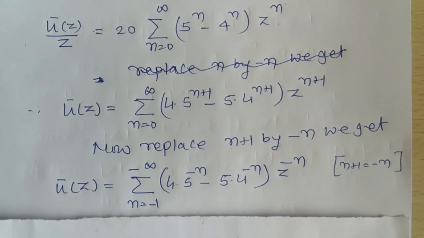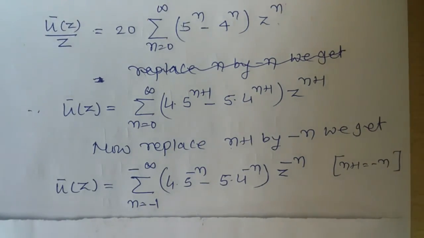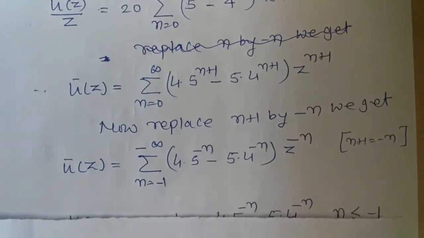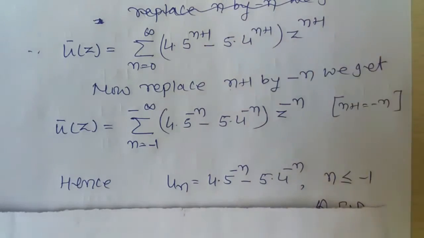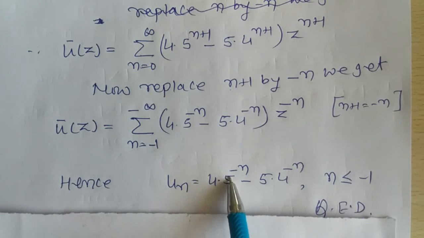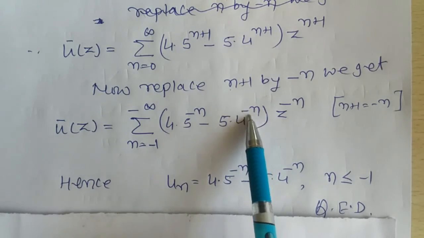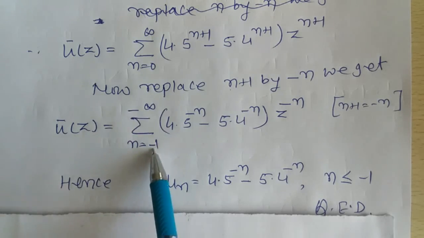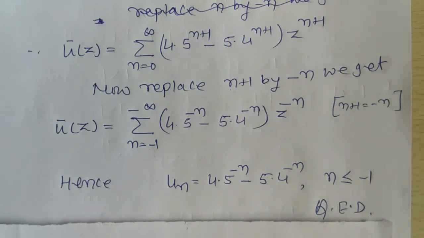Now the coefficient of z power minus n is the required un. So the inverse z transform of U bar z for the given region of convergence, mod z less than 1 by 5, we have un is equal to 4 into 5 power minus n minus 5 into 4 power minus n for n less than or equal to minus 1. So this is an important example for inverse z transform using partial fraction technique.